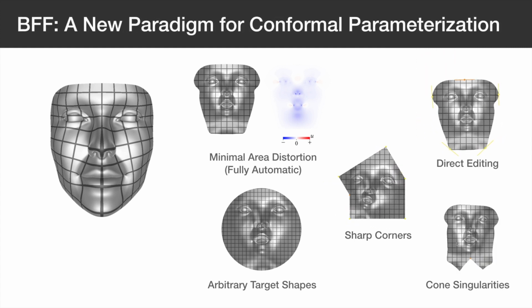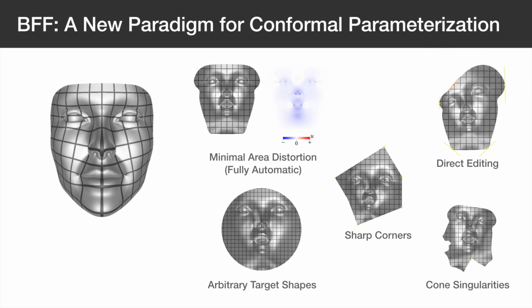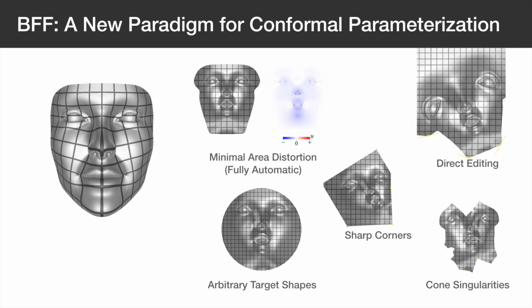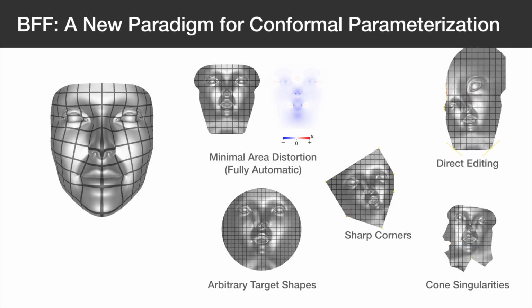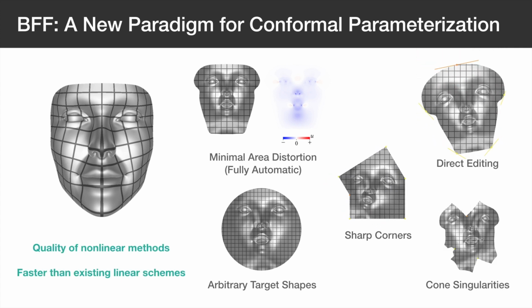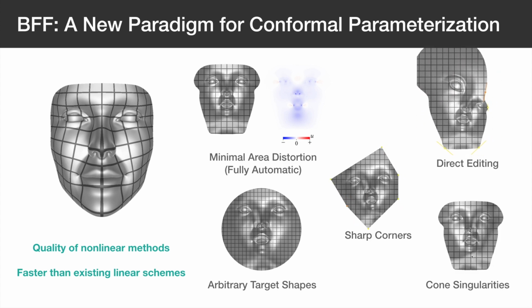conformal parameterization. Rather than waiting for a single predetermined flattening, one can interactively edit or optimize maps with hundreds of thousands of elements. Moreover, its ability to generate high quality maps efficiently makes BFF a drop in replacement for widely used schemes like least squares conformal maps.